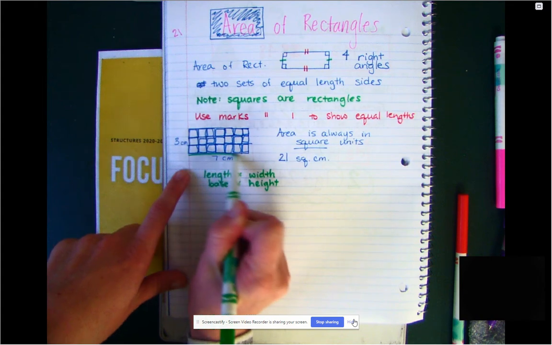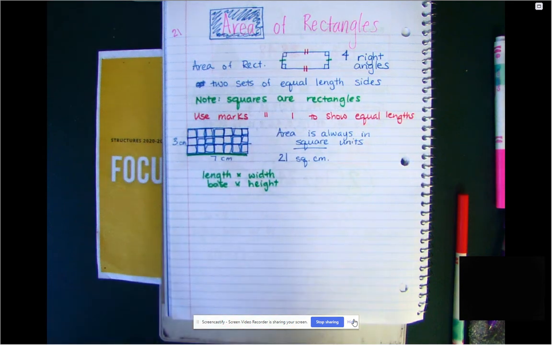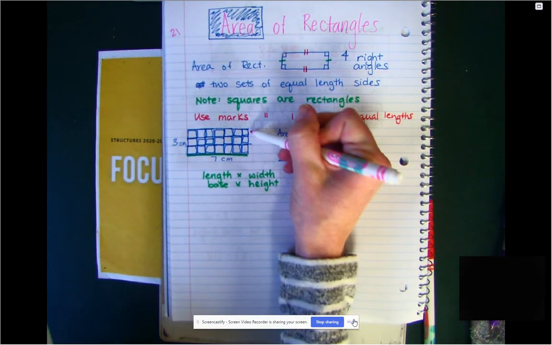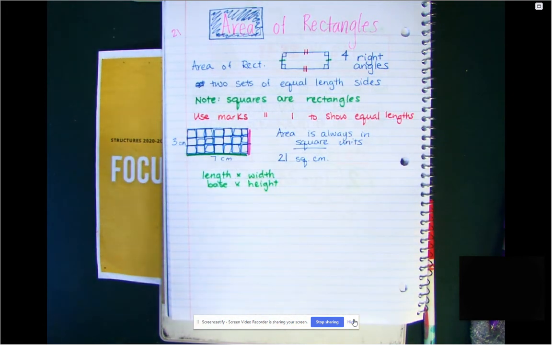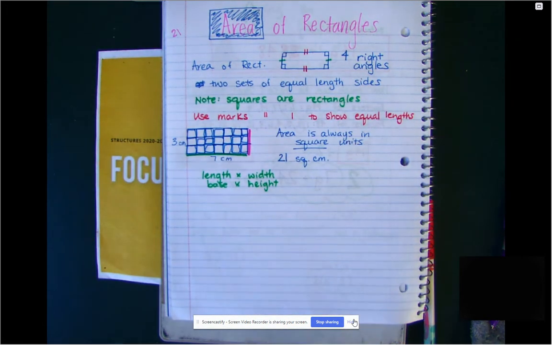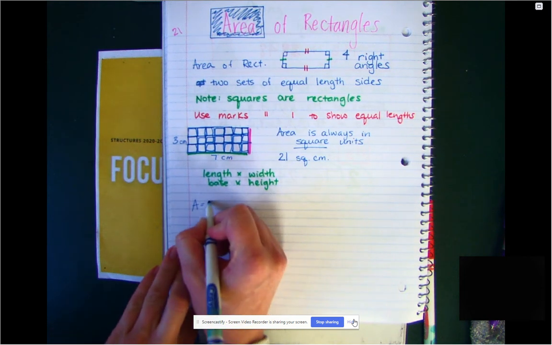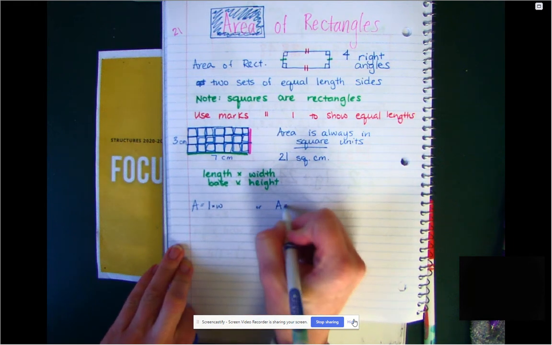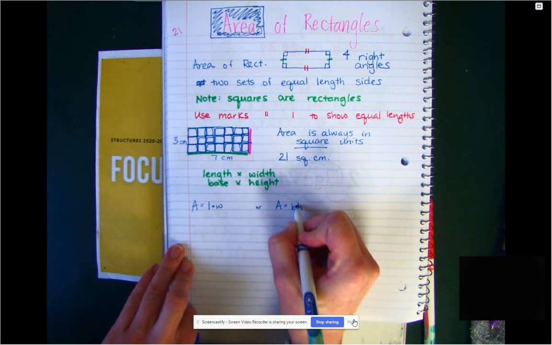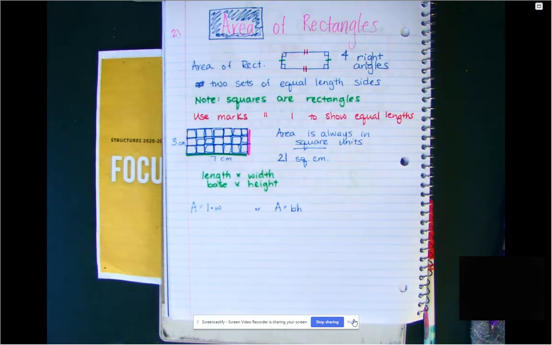So if we're using this one for one of the numbers, then we need to use this length for the other number. So we should be getting a cross section. And this is often written shorthand as A equals L times W, or A equals BH, base times height. Because remember, when things are right next to each other, that means multiplication. Okay, that is the end of our first video.